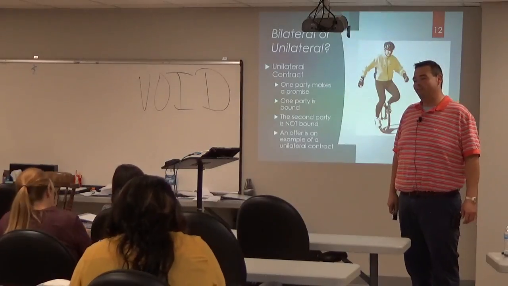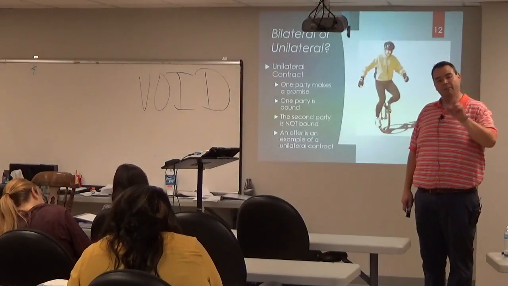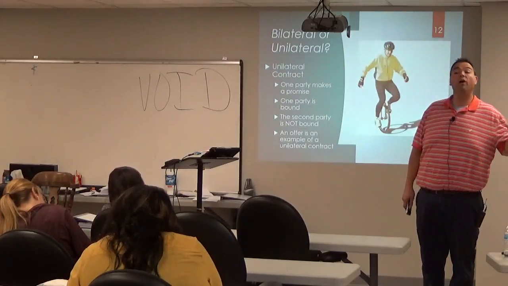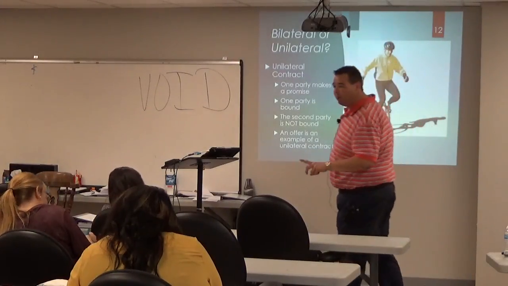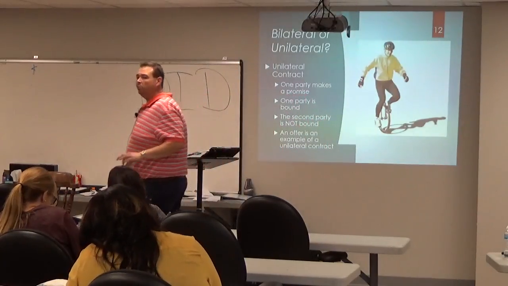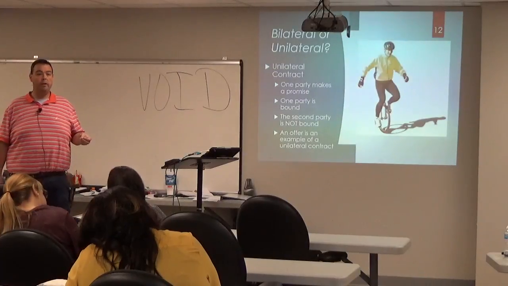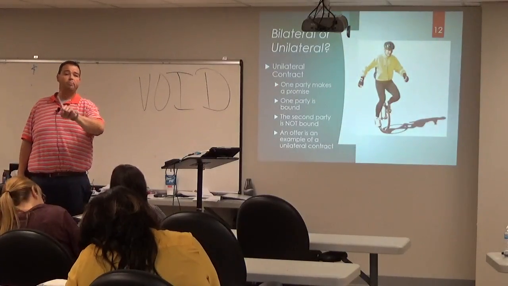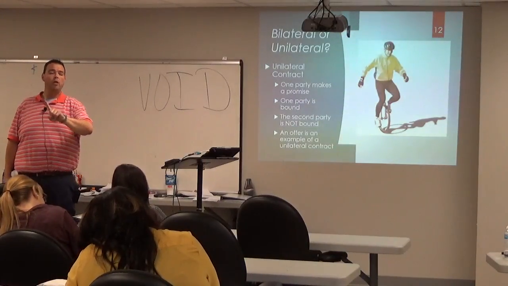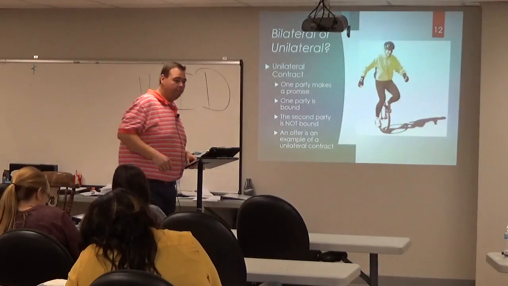A unilateral contract still has two parties. The difference is only one of them has promised to do anything. Only one of them is bound by the agreement. Two parties, one that's bound. So let me give you an example of a unilateral contract.